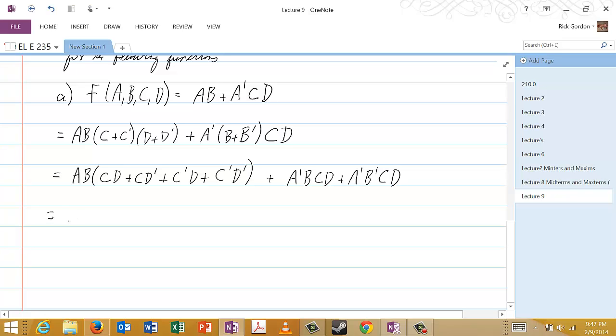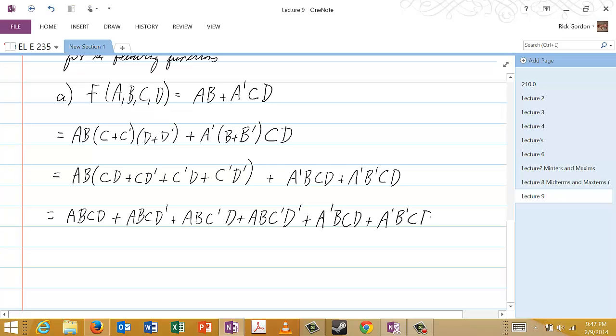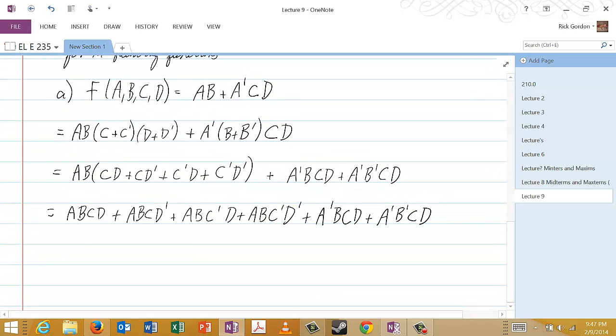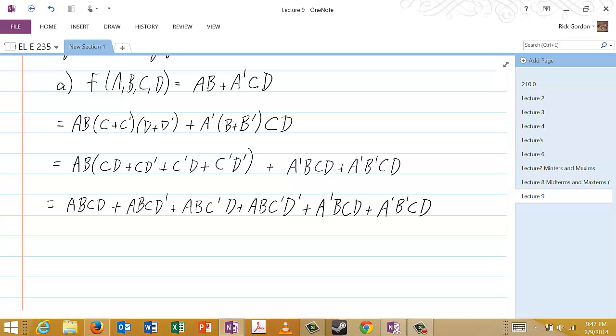When we multiply out this first term, we'll have AB CD or AB C D prime or AB C prime D or AB C prime D prime, and then we bring down the terms from before. For the second term, A prime B C D or A prime B prime C D. Now, I mentioned that the book specified that you wanted to find the minterm and maxterm expansions using algebraic manipulations, and everything I've done so far in trying to find the minterm expansion is an algebraic manipulation. And in fact, we will only use algebraic manipulations in finding the minterm expansion.